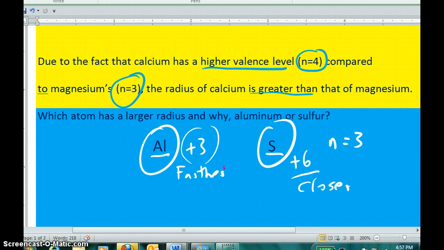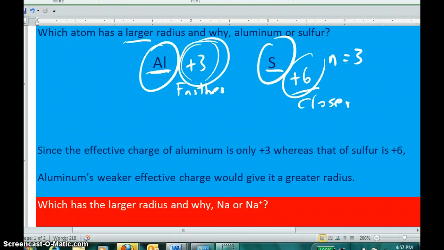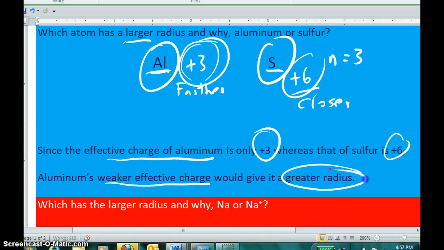So depending on how the question's worded, here we want to know who's larger. Well, I'd look for who has the lesser effective charge. And yes, aluminum's effective charge is less than that of sulfur, so it would have a bigger radius. How would we write that succinctly in one sentence? Well, since the effective charge of aluminum, and I quote numbers, is only 3, whereas that of sulfur is 6, aluminum's weaker effective charge would give it a greater radius. Very simple, very clean, succinct way to explain it.